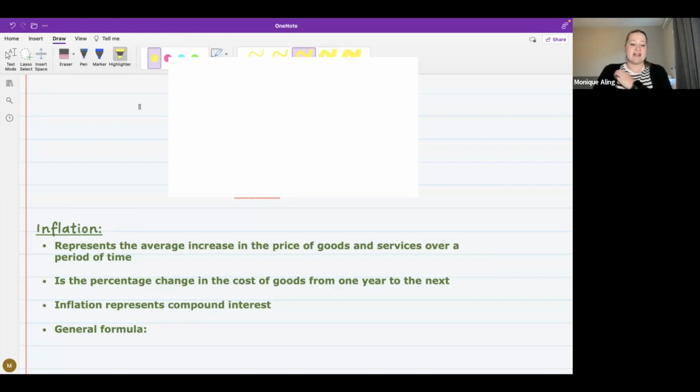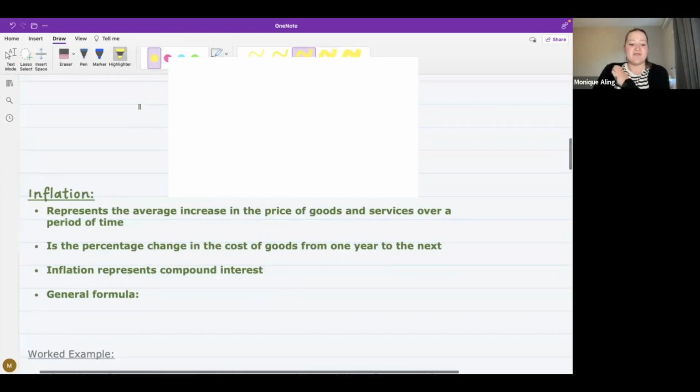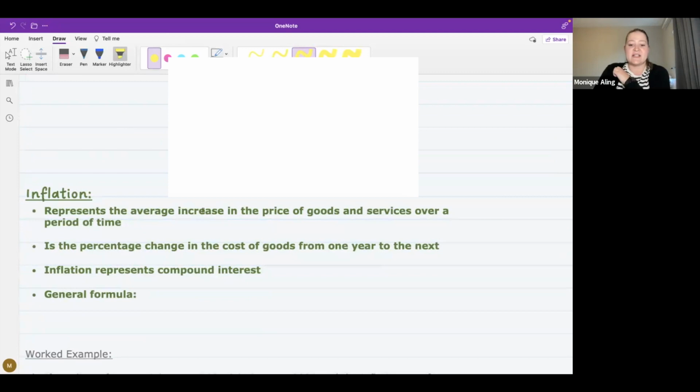So let's have a look at inflation. Inflation represents the average increase in the price of goods and services over a period of time. It is the percentage change in the cost of goods from one year to the next. And inflation represents compound interest. So that is our key there. Here is our link to interest. So we're going to work out inflation the same way we work out compound interest.